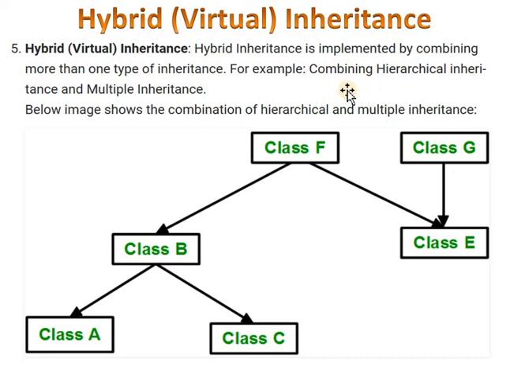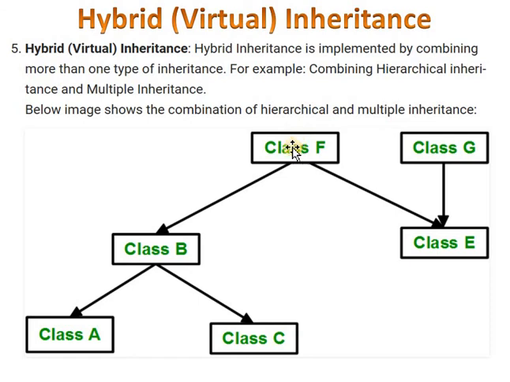For example, here we are combining hierarchical inheritance and multiple inheritance. Observe this image. This image contains both types of inheritance, that is hierarchical inheritance and multiple inheritance. Here a multiple inheritance exists. The class F and class G are the base classes for the class E. Here multiple base classes exist and there is only one derived class. This situation occurs in multiple inheritance.